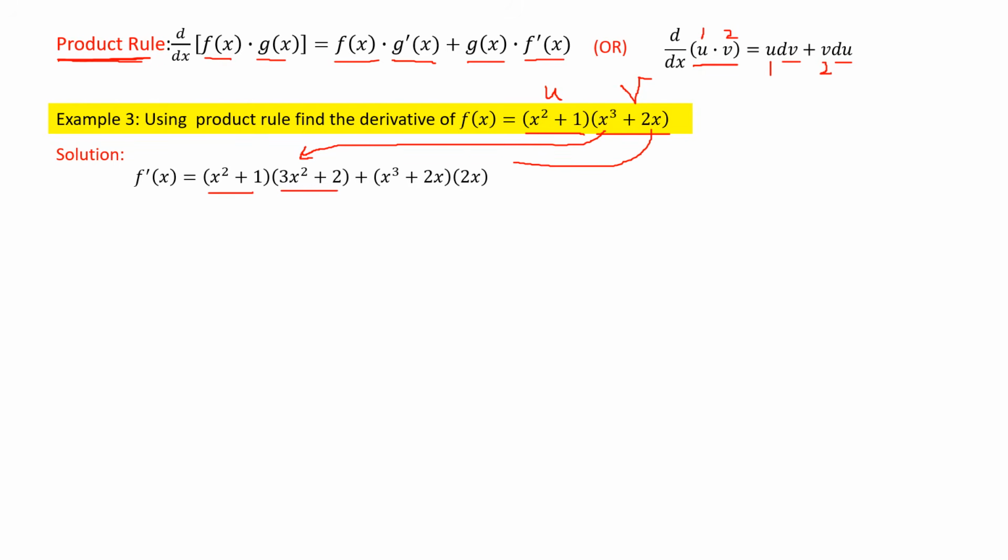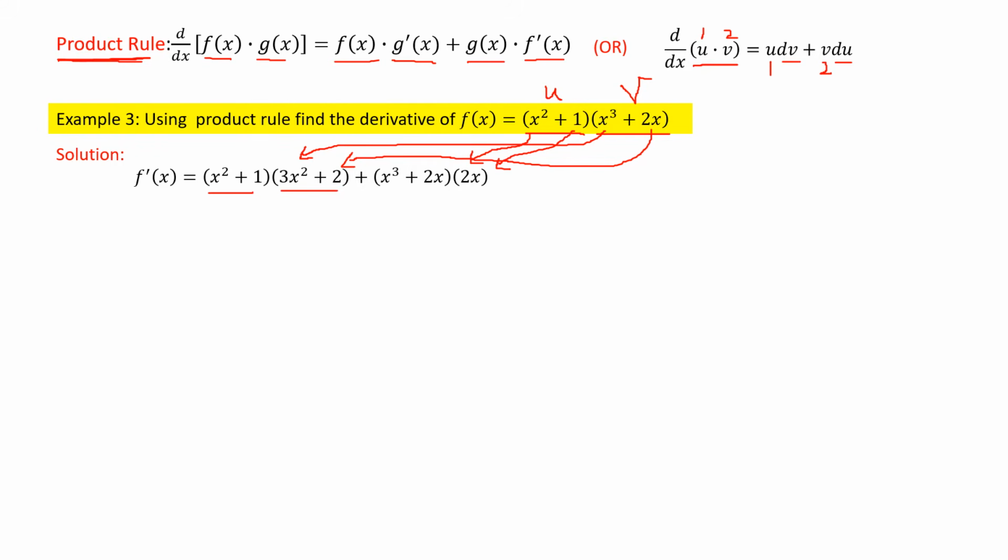The derivative of 2x will give you 2. Plus we write v and then derivative of u. What is derivative of u? In u I have x power 2 plus 1. The derivative of x power 2 will be 2x. Derivative of the number 1 will be 0.